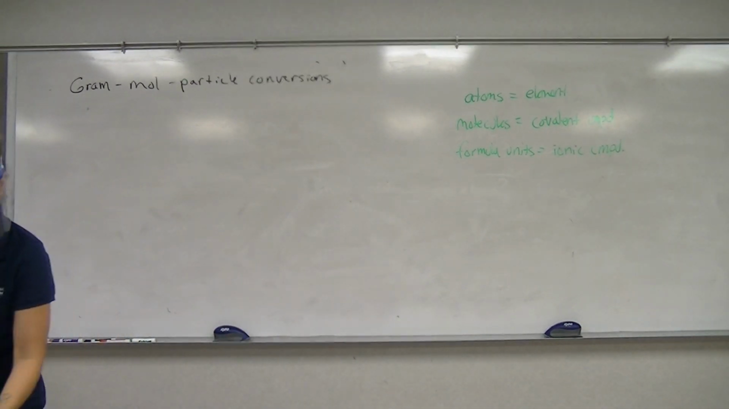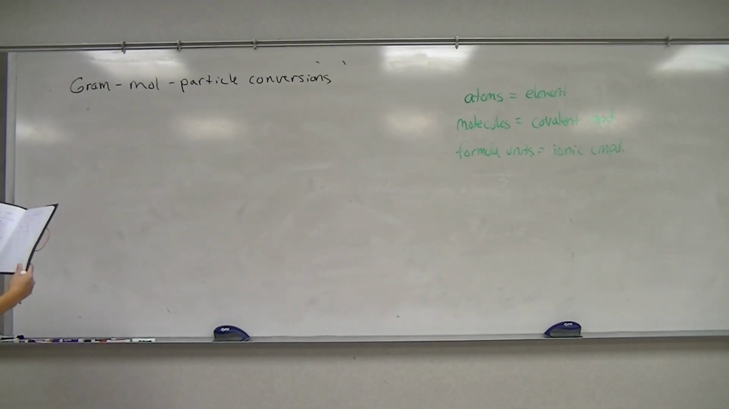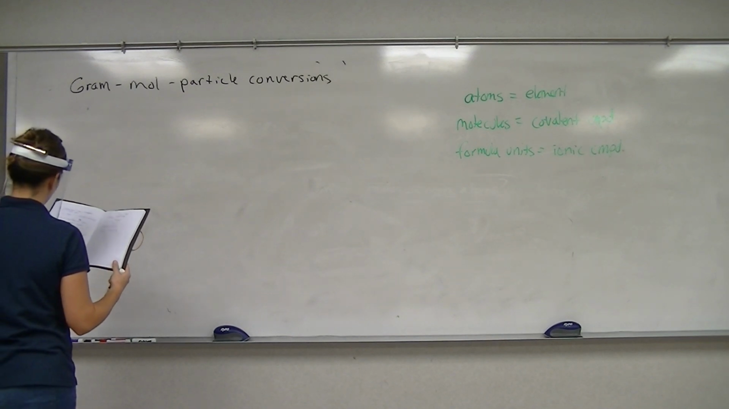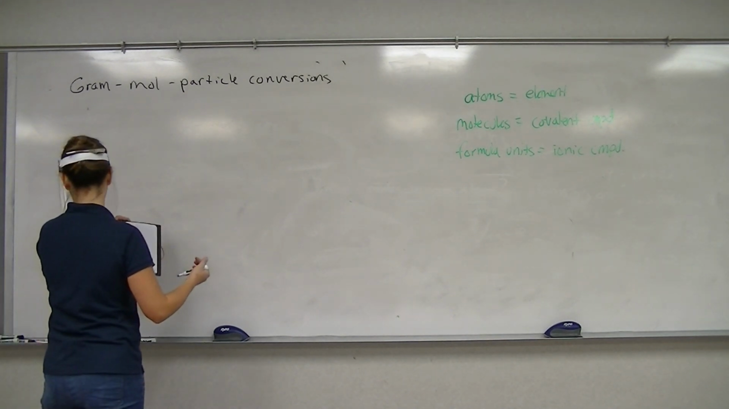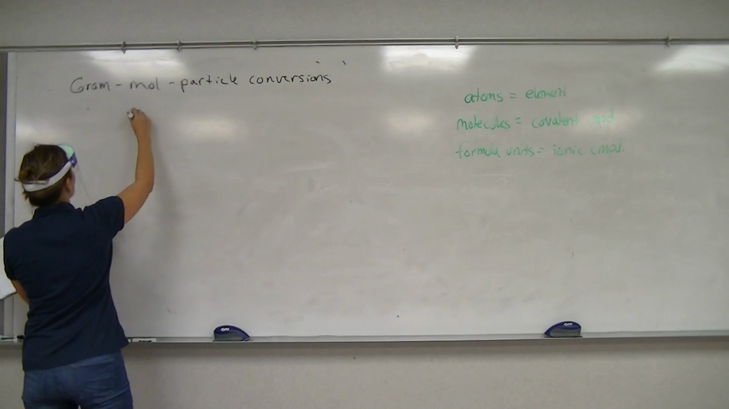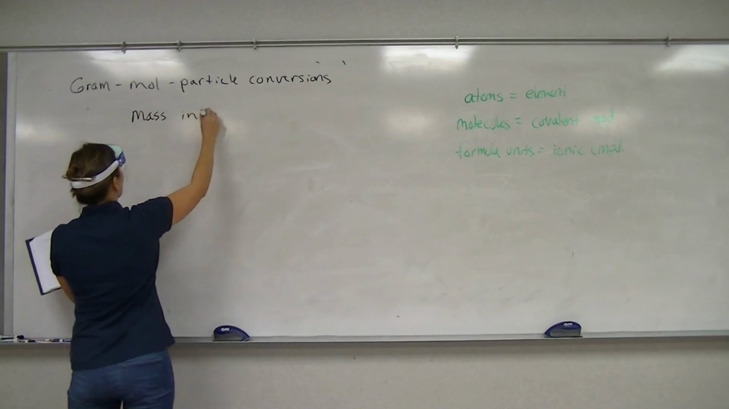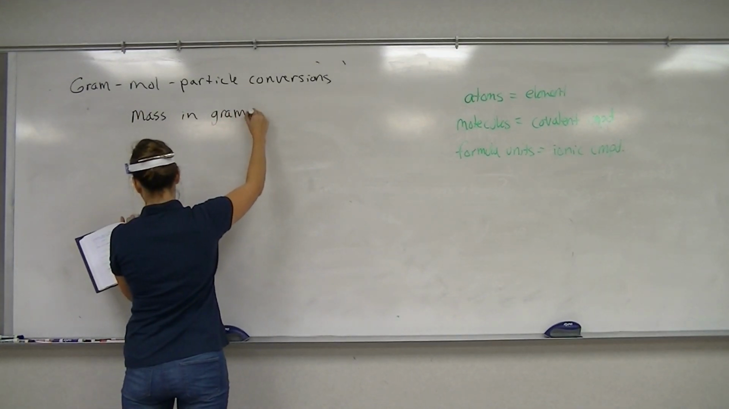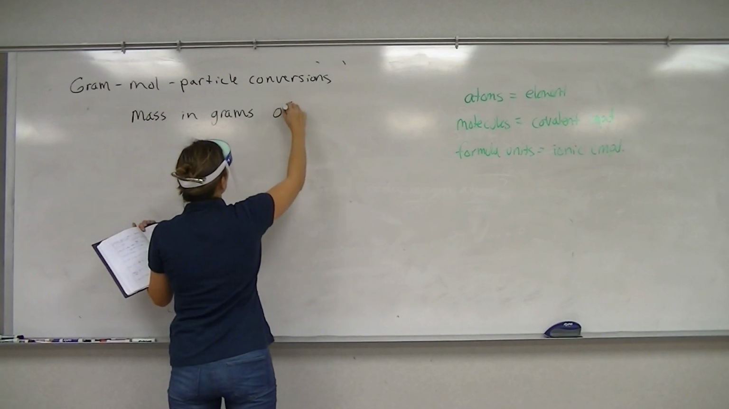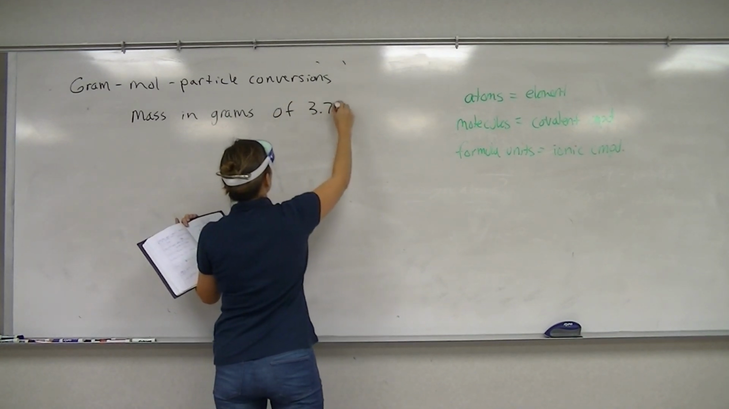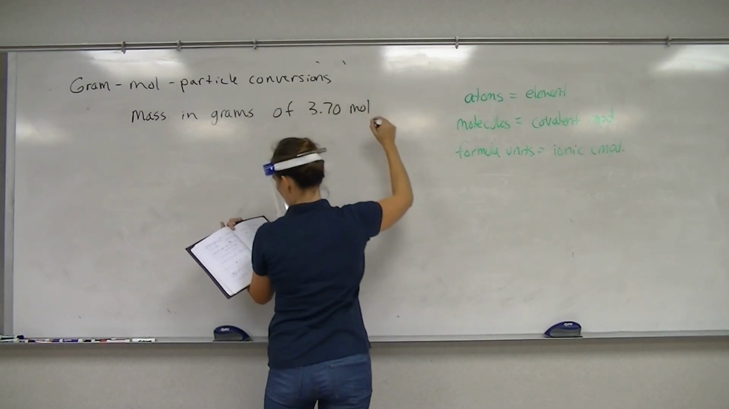Let's see what I have here. Oh, great, I didn't write down an example. So I get to make one up. So let's calculate mass in grams. 3.7 moles.